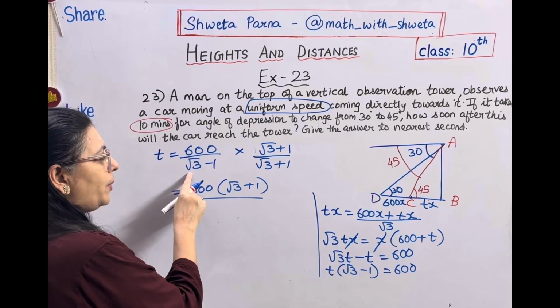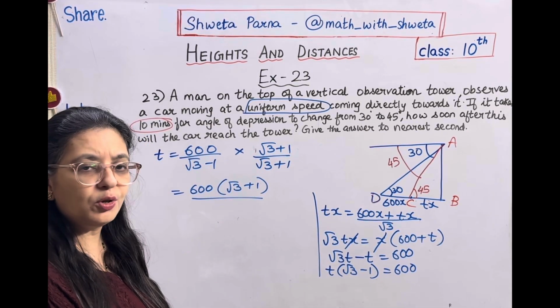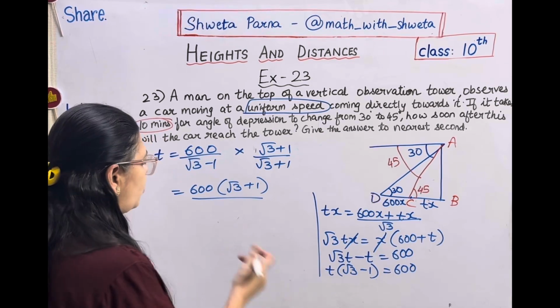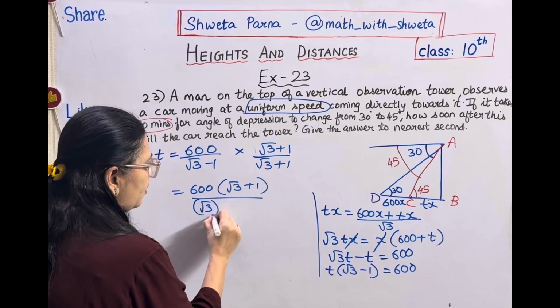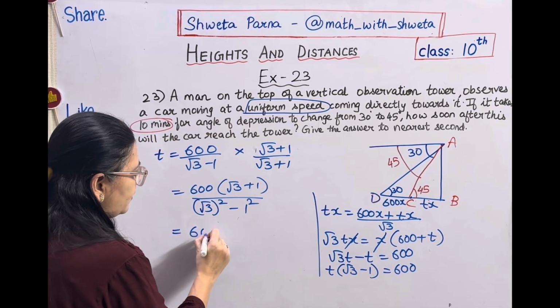This is of the form a minus b into a plus b. Which identity will you use? A minus b into a plus b is a square minus b square. So, a square minus b square. So, this would be 600.